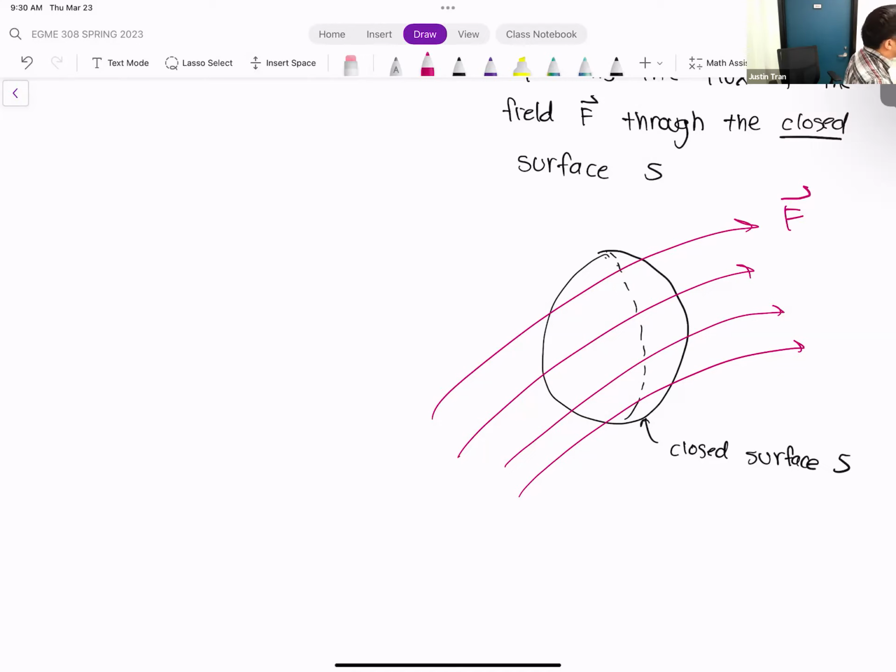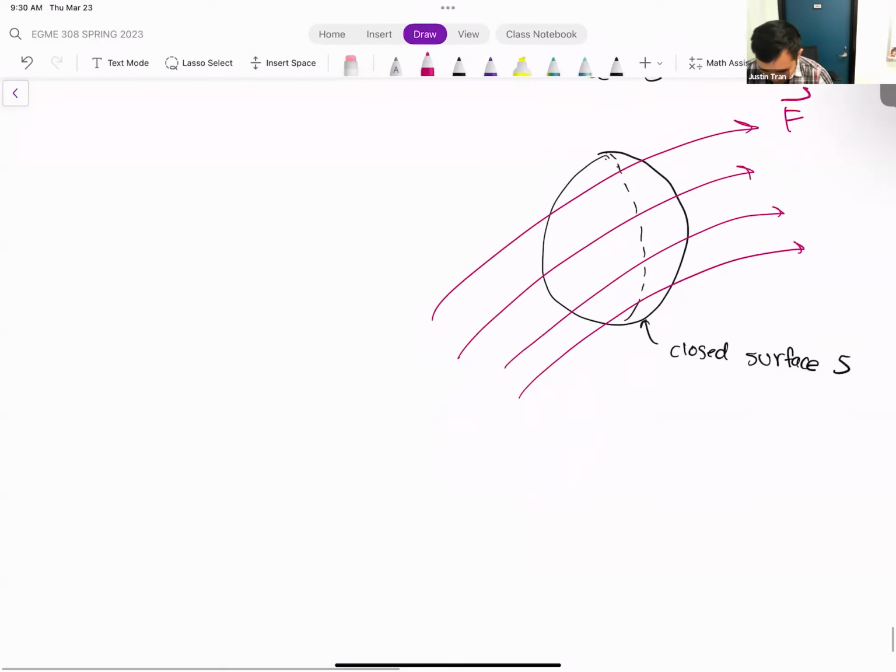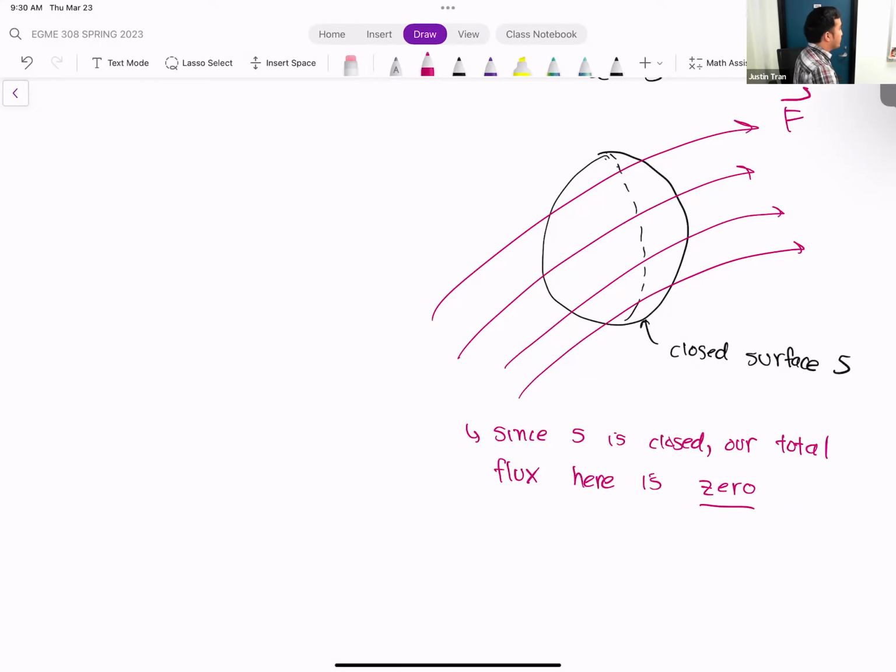What I would tell you is that most likely in this situation, because the surface is closed, our total flux is going to be close to zero, if not zero. So that might be a very jarring point, right? Because we've talked about how, if you have vector lines passing through a surface, that's what the flux represents. So how can I be telling you that this is zero? Okay. Let me show you why.